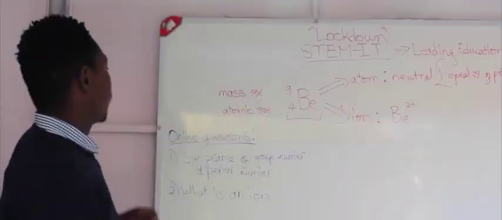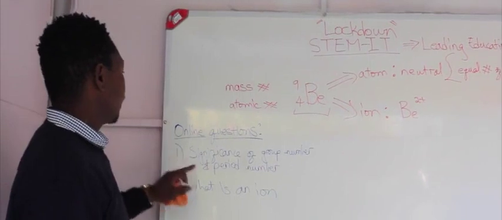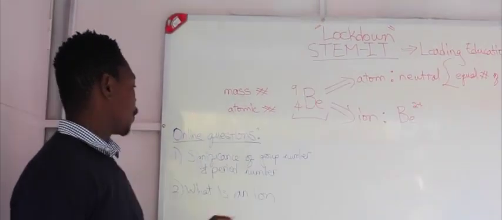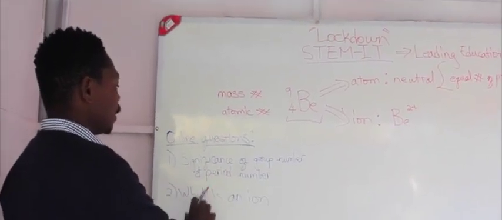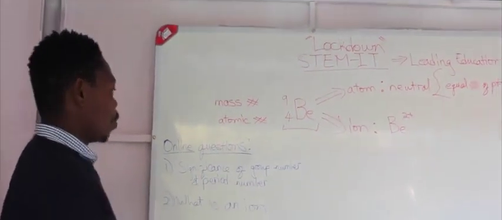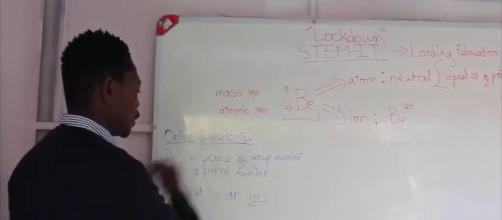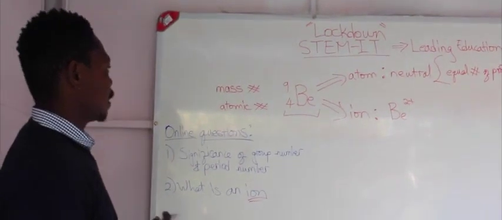Now let's tackle the questions that were posted earlier today online. The questions we've been getting are, one, the significance of group number and period number, and two, what is an ion. We will extend a little on what an ion is and talk things through.